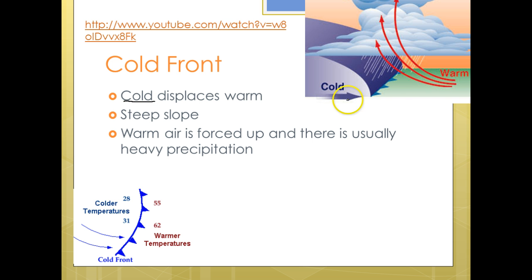Take a look at this picture. We have cold air advancing. We have a warm air mass already there. The cold air forces the warm air to go up. This slope is usually really steep, and the warm air is forced up, and we have heavy precipitation. This down here, these cold triangles, as my preschool teacher would say, this is the symbol for a cold front.